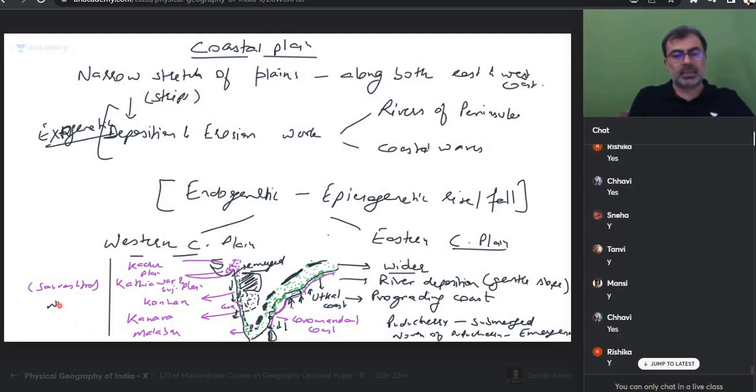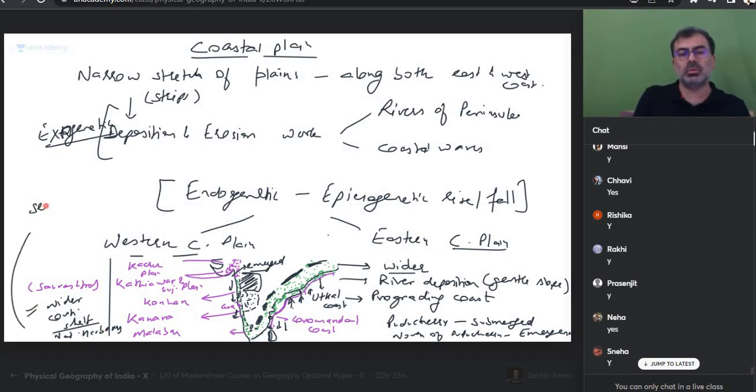Have we already discussed that on this side we have a wider continental shelf? So there are many natural harbors. There are many natural harbors on the western coastal plain, and harbors have given birth to seaports.